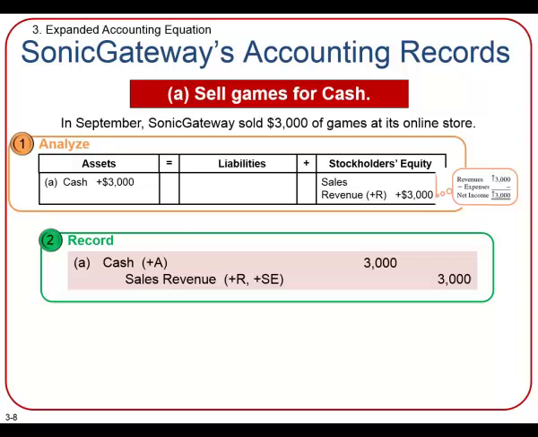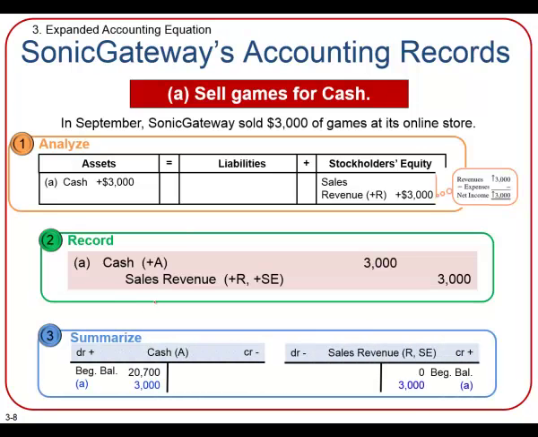We summarize the transaction by entering the effects of the journal entry into the general ledger T accounts. Cash will increase by $3,000, and then the sales revenue account will also increase by $3,000. Our debits equal our credits.